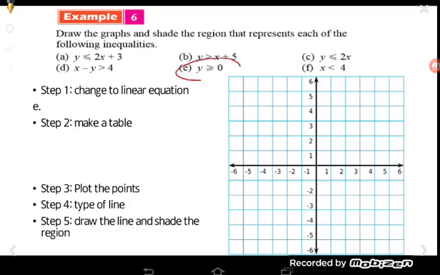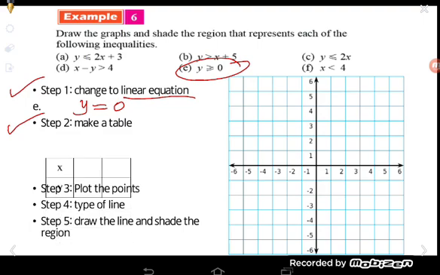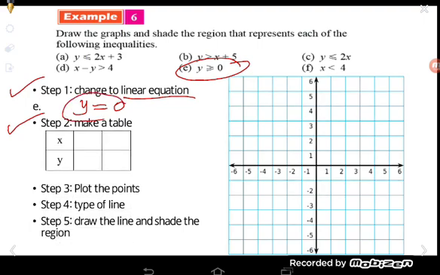Okay, y more than or equal 0. You change it into a linear equation, y equals 0. So next, make a table. But y is always 0. So whatever your x is, 1 or 2, your y will always be 0.